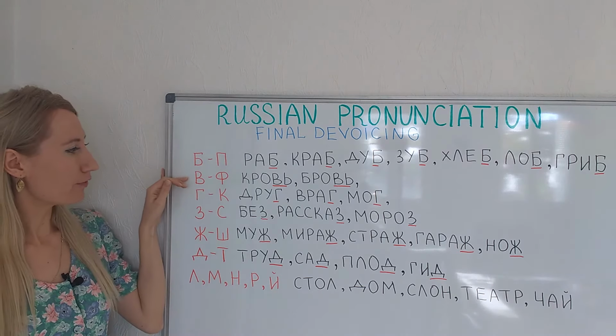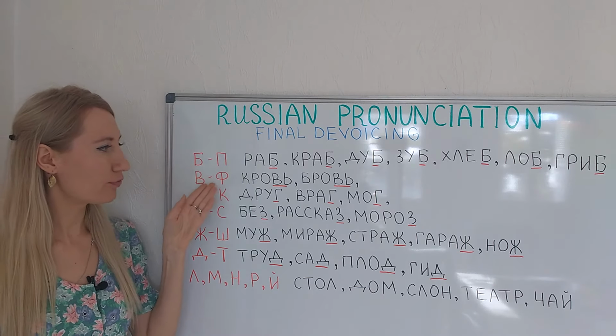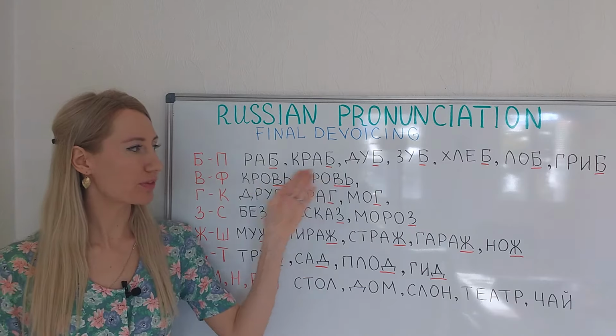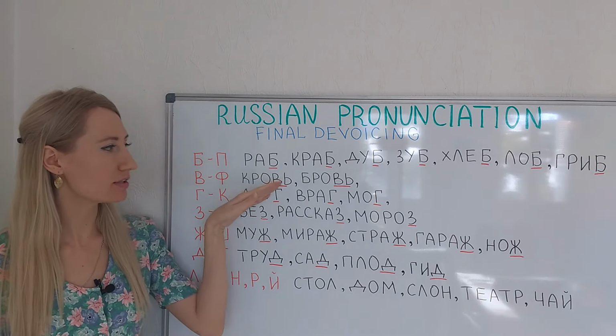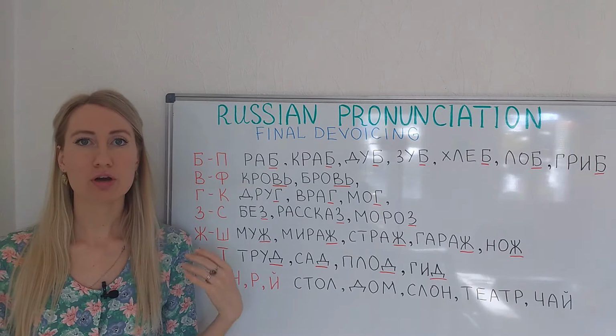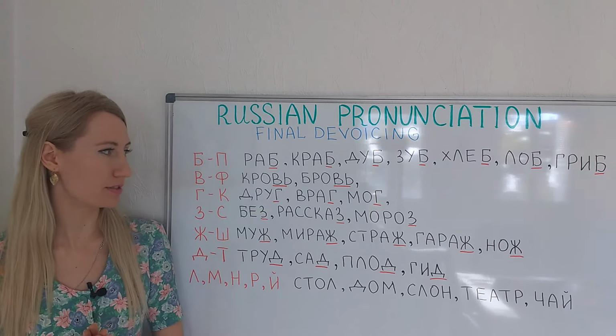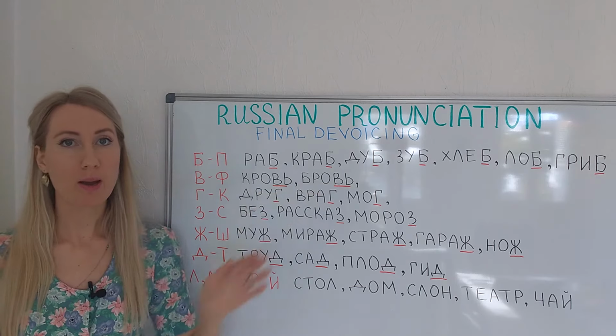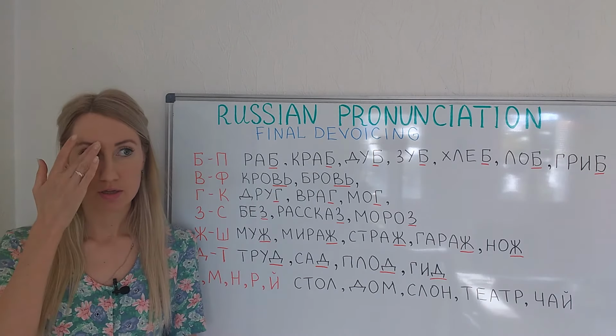All the v will turn into f. I took the words with a soft sign in the end because it still will work. Look. Кровь, кровь, blood. Бровь, бровь, an eyebrow.